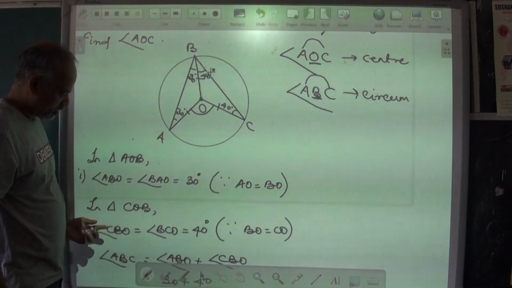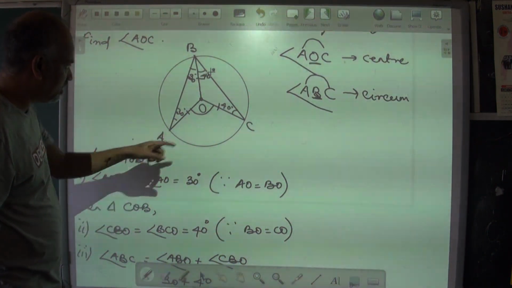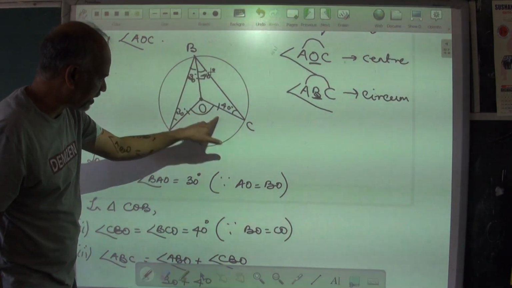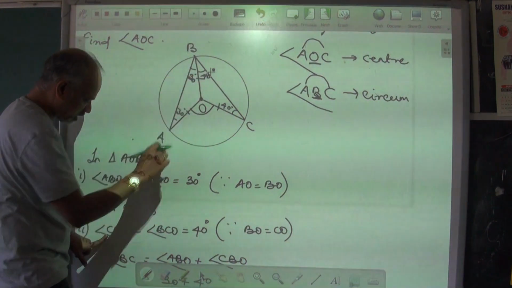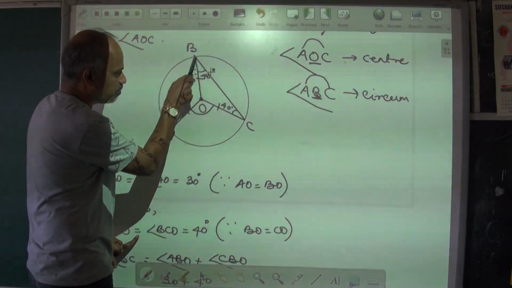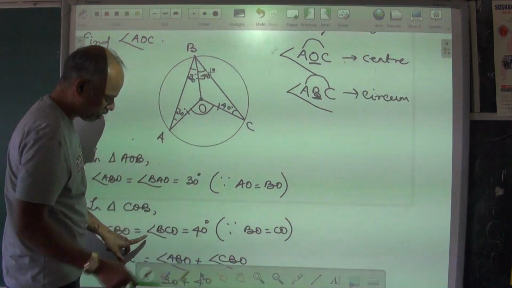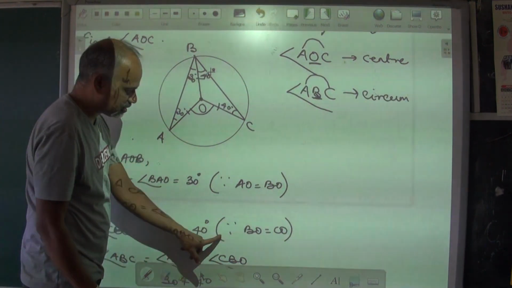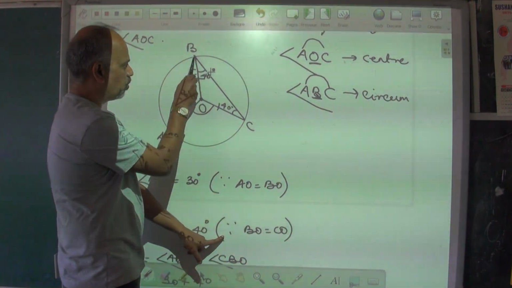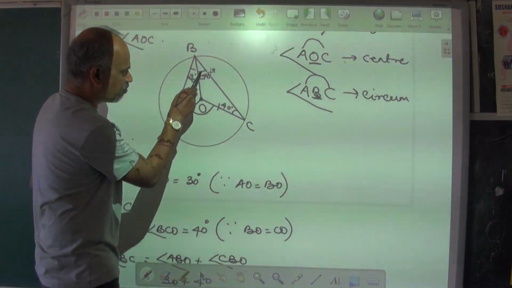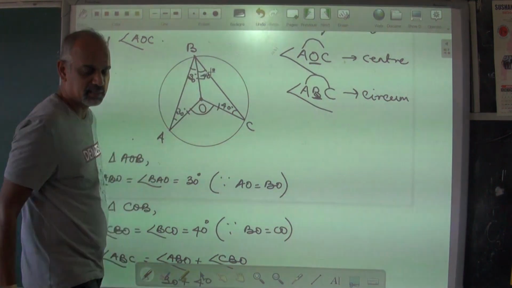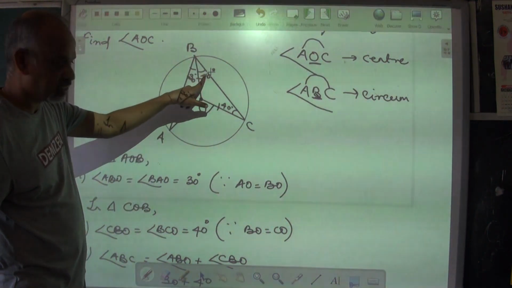So the statement for that: in triangle COB, the second triangle, angle CBO, that is this one, must be equal to angle BCO, that is this one. Both are equal to 40. Reason: since BO and CO are equal, two sides are equal, therefore two angles are also equal. So you got both of them. This is 30, this is 40.